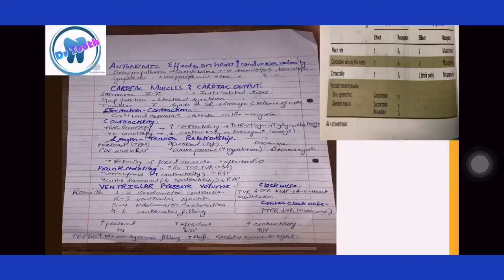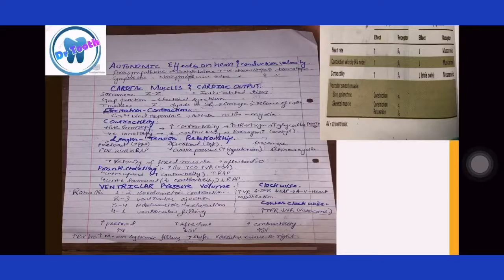So next we have the parasympathetic system and sympathetic system. Let's have a look at their effect on heart rate. So in the sympathetic nervous system, heart rate increases, conduction velocity on AV node increases, contractility increases, vascular smooth muscle of skin constricts, skeletal muscles constrict and relax.